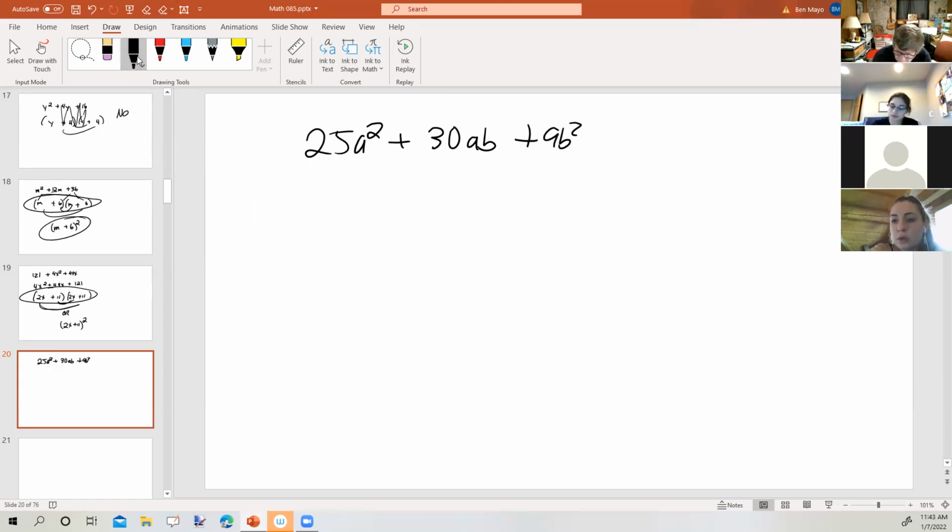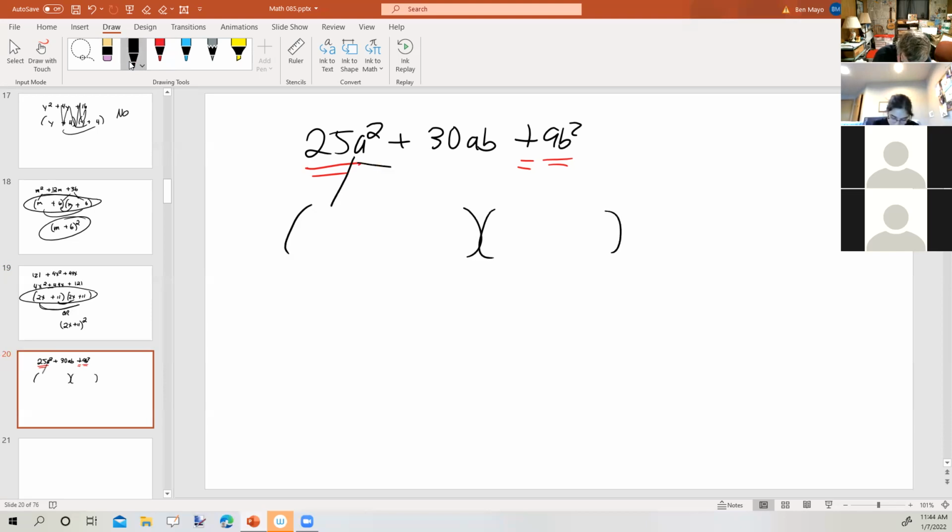All right, so if it's a perfect square, it would have to start with a perfect square and end with a perfect square and have a plus sign in front of the last term. If it meets all of those conditions, then it might be a perfect square. So it might be, so now I'm going to verify whether it is or not. I'm going to take the 25a squared and split it apart, 5a and 5a. Okay. I'm going to take the 9b squared and split it apart, 3b and 3b.